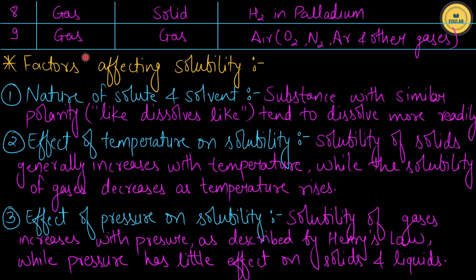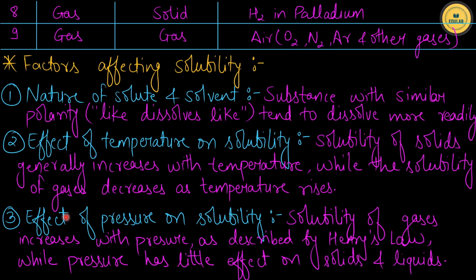Next one is factors affecting solubility. First one is nature of solute and solvent. That means substances with similar polarity, that means like dissolves like, tend to dissolve more readily. Next one is effect of temperature on solubility, in which solubility of solid generally increases with temperature, while the solubility of gas decreases with temperature rise.